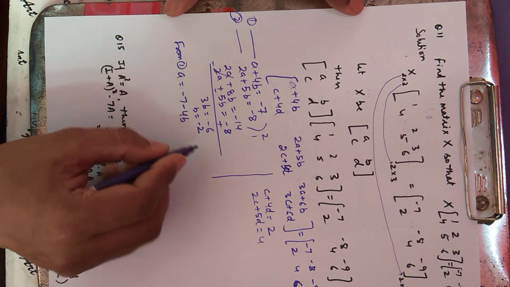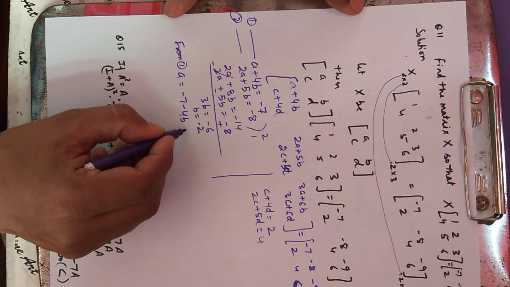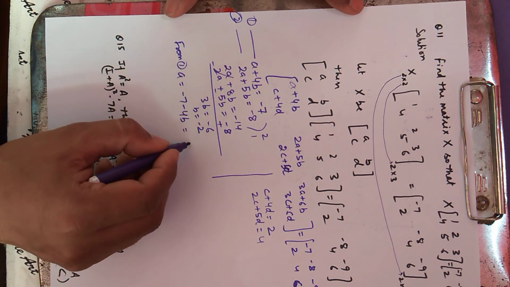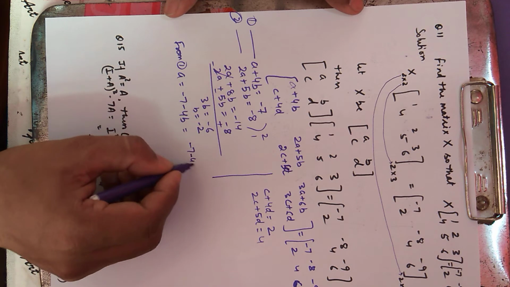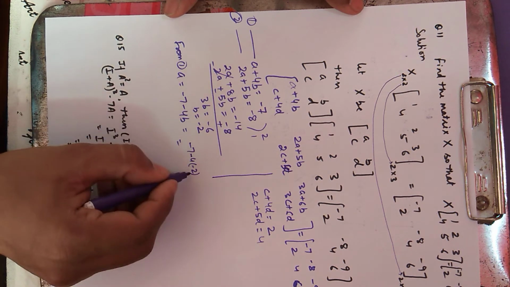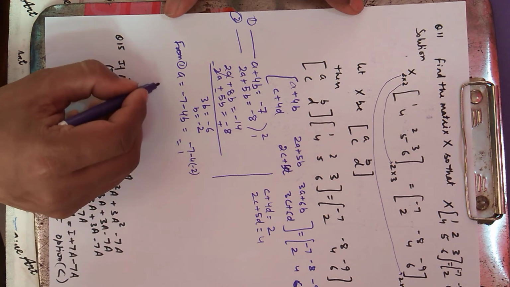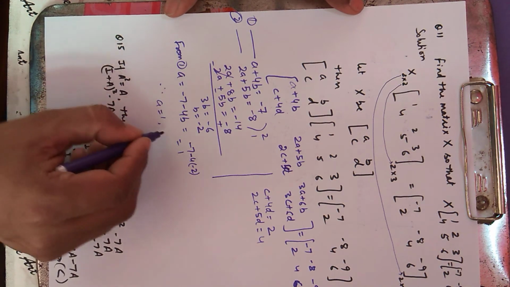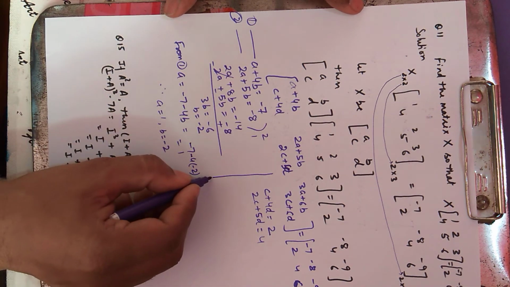So now it will be minus 7 minus 4 into minus 2, so this becomes plus 8, so this is 1. Therefore a equals 1, b equals minus 2.